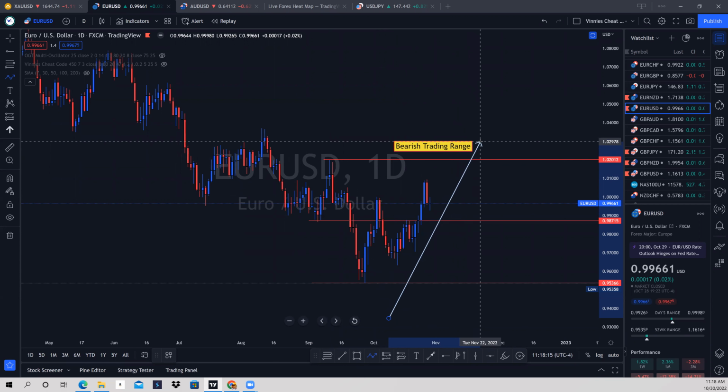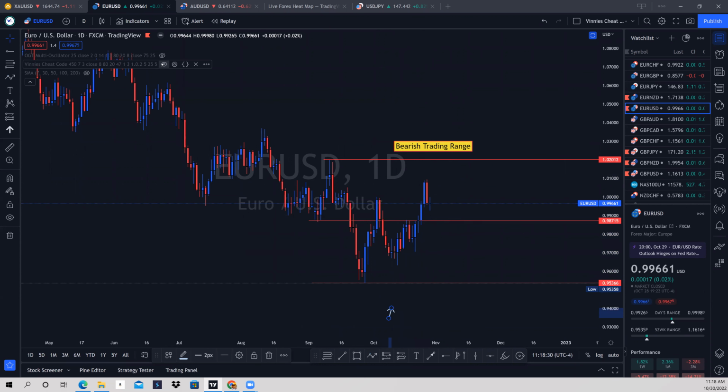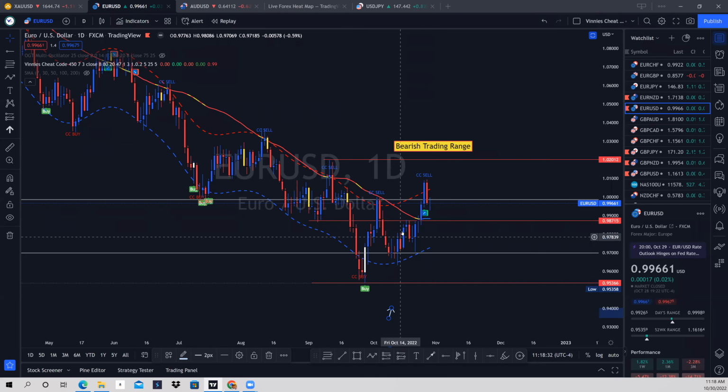If it closes above, then that would change my direction, and then I'll be looking for opportunities to buy Euro USD. Okay. But now I'm still looking for opportunities to sell Euro USD. So if I turn on the indicator, now we have an extreme in the market, okay? We have a cheat code sell signal. So it lets us know that we should be selling Euro USD.